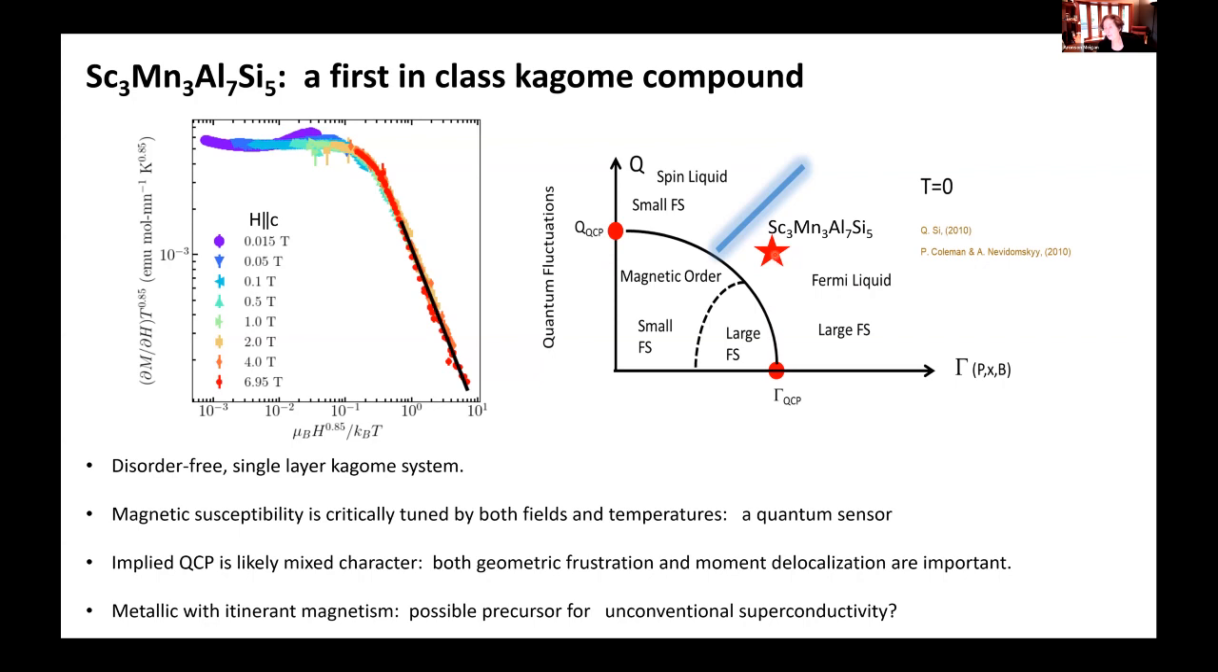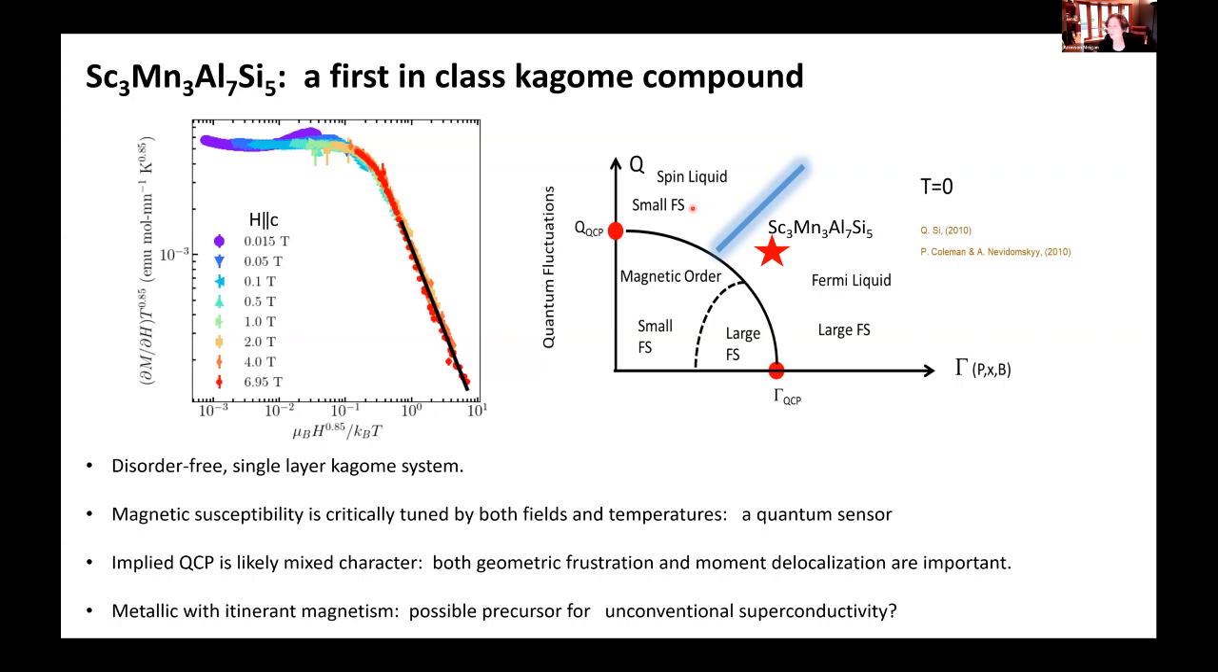And in our future work, our intention would be to modify this compound so that we could drive it continuously across this crossover into the quantum spin liquid. We feel we're close enough to be able to do that with the tools that we have at hand.